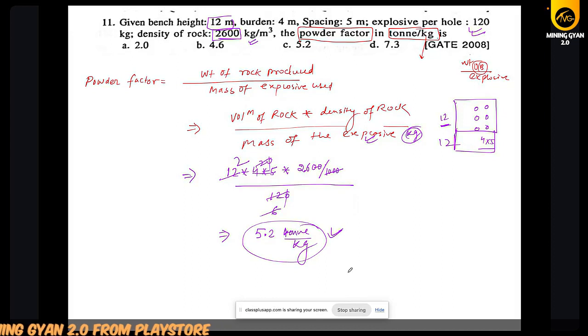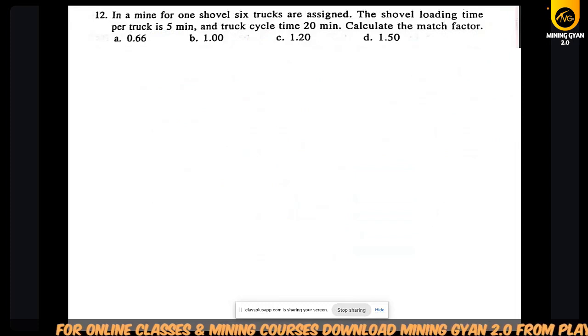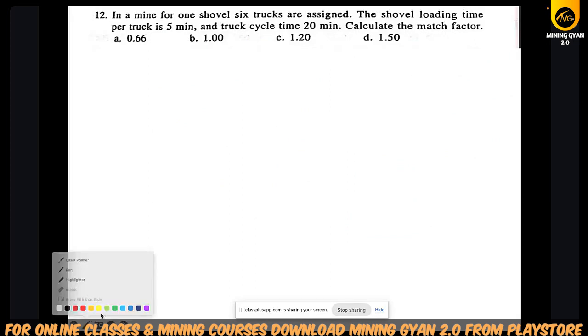If you have any doubt regarding question number 11, please let me know. Otherwise, solve question number 12. If you have any doubt regarding 11, please comment. Otherwise, solve question number 12. Those who have already solved this, or who know how to solve the question, can attempt. Otherwise, wait for me if you are lazy. Okay, in this question, he has asked match factor. We have to find out the match factor.